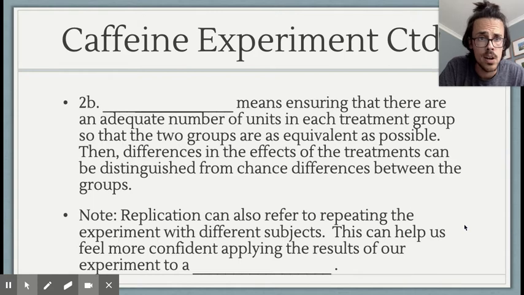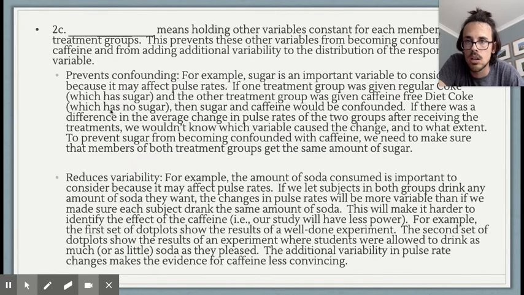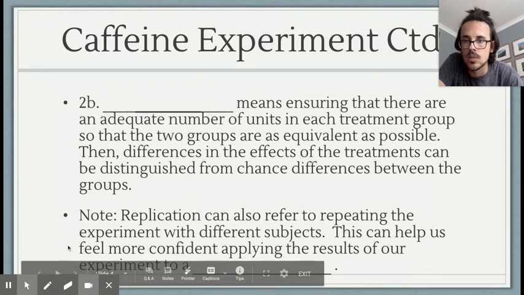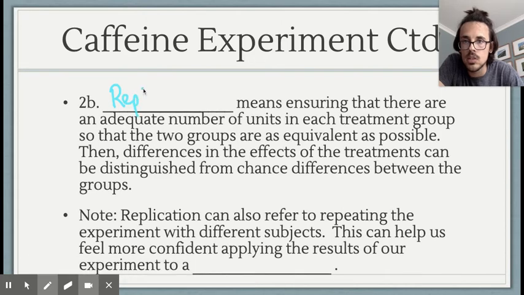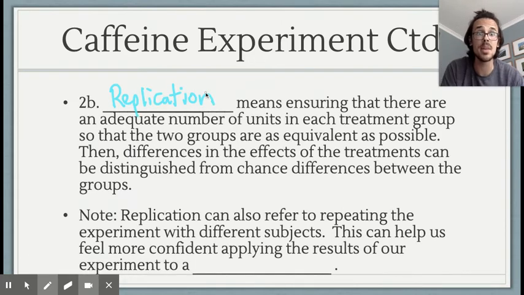Let's move on to our next principle of experimental design, which is a concept called replication. So replication is what I want you guys to write on this blank up here on the top. And replication, in a nutshell, means making sure you have enough data. You got to make sure you have enough data when you do a study.